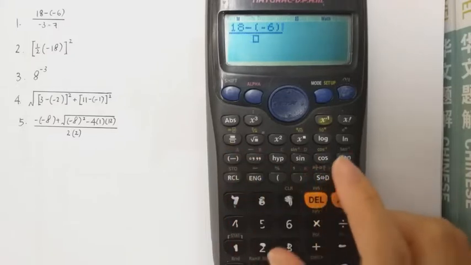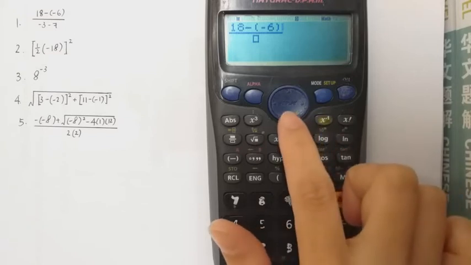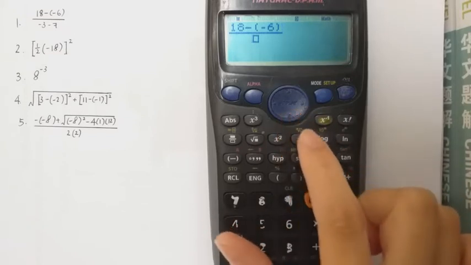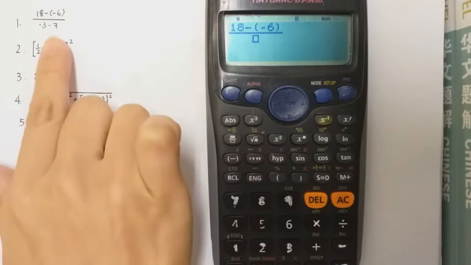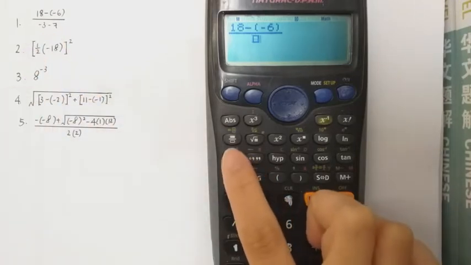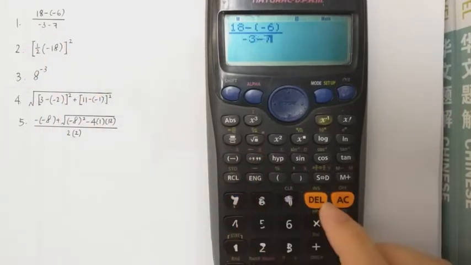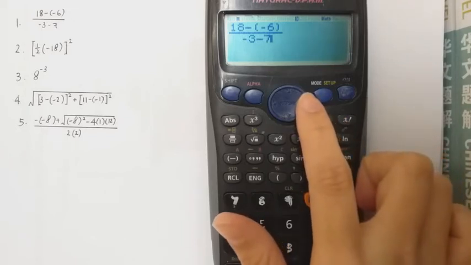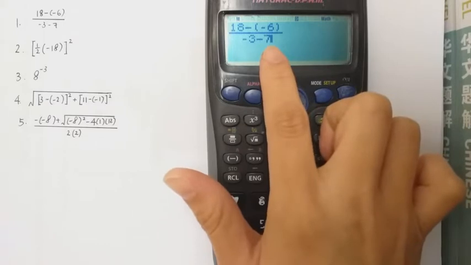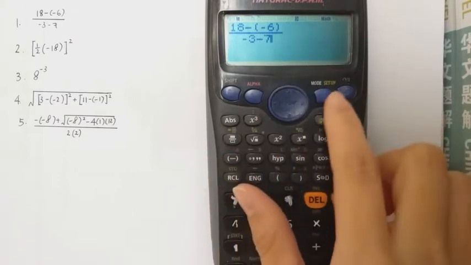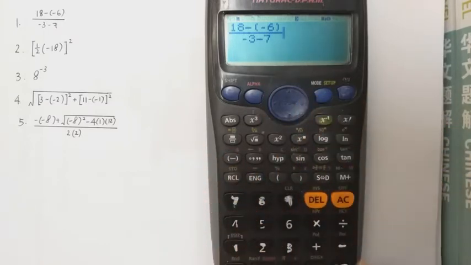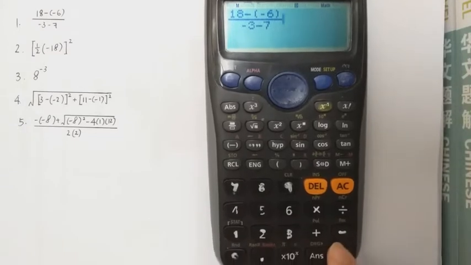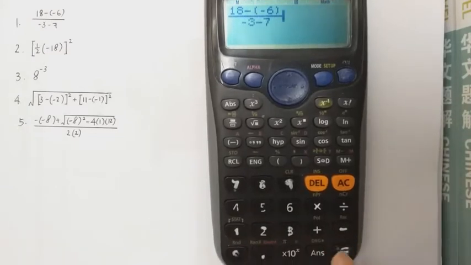Move on to denominator. How do we go down? We just press the down button here, and we have negative 3 minus 7. So again, negative 3 minus 7 equals, usually I would like to press the right button so that the cursor, which is the blinking line here, goes to the right like that, and then I'll press my equal sign, which is here at the bottom, equals.